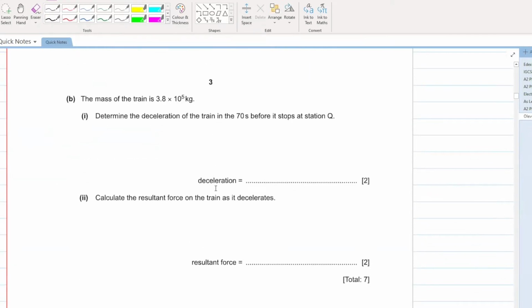The mass of the train is 3.8 into 10 raised to the power of 5 kg. Determine the deceleration of the train in the 70 seconds before it stops at station Q. You have to find the deceleration. What do you remember? The gradient of the velocity time graph is equal to your deceleration.